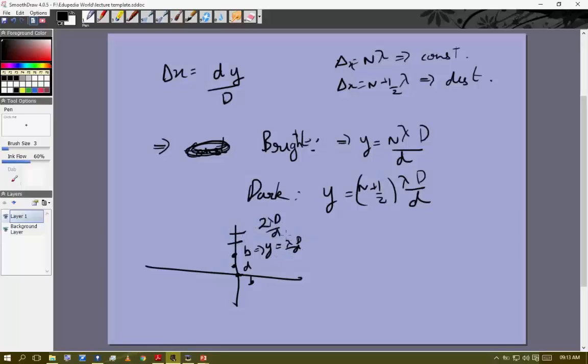So what is the distance between two consecutive bright or two consecutive dark fringes? That is called the fringe width, whose symbol is beta, and its formula is lambda capital D by small d. This is the separation between two consecutive bright fringes or two consecutive dark fringes.